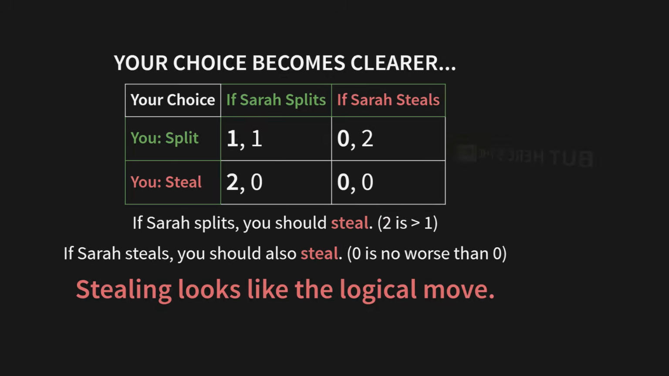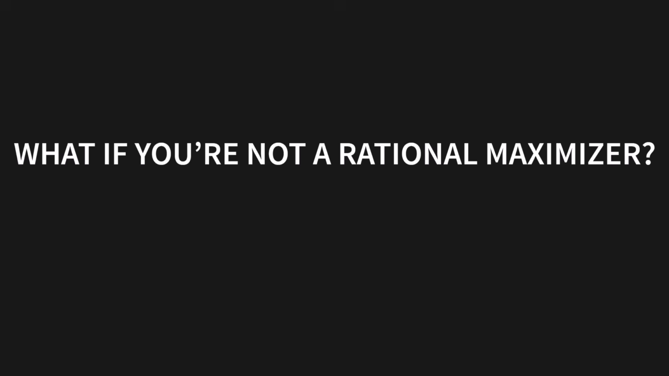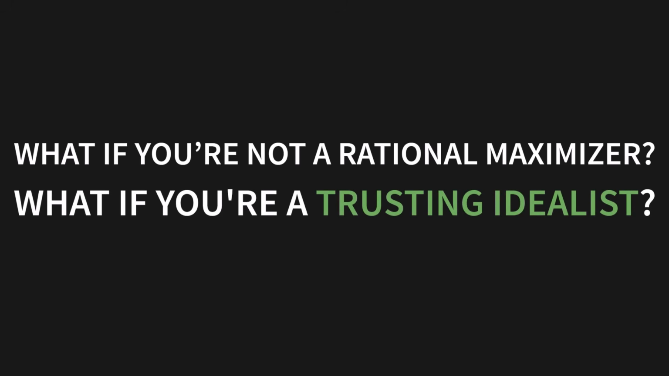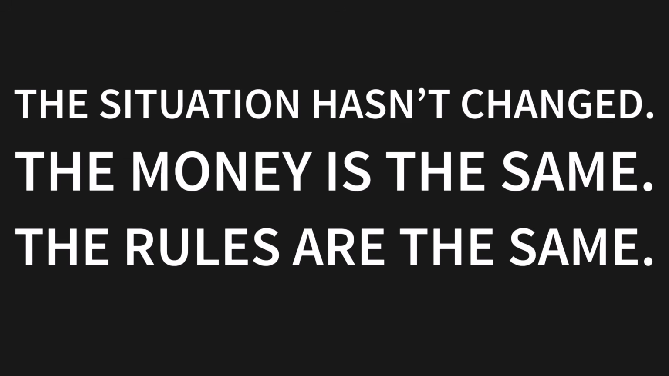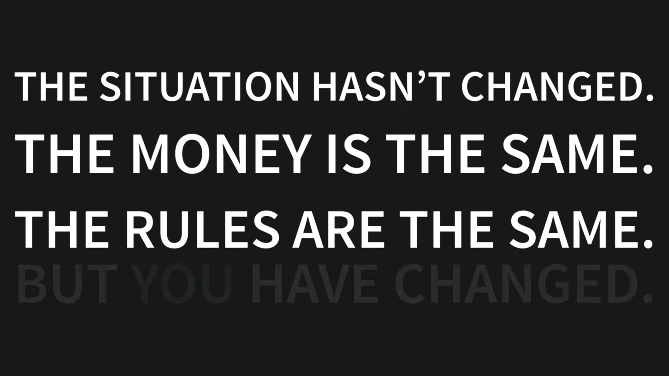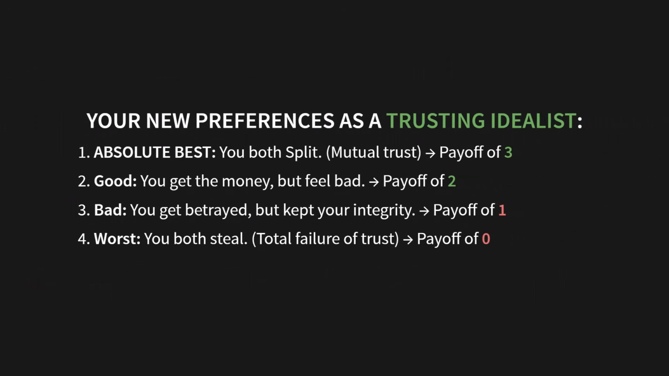But here's the twist. What if you're not a rational maximizer? What if you're a trusting idealist? The situation hasn't changed. The money is the same. The rules are the same. But you have changed. Your preferences as a trusting idealist look totally different. The absolute best thing for you is that you both split. That feeling of mutual trust is everything. So we'll give that a huge payoff of 3. Getting the money but feeling bad about betraying someone, that's next. A payoff of 2.